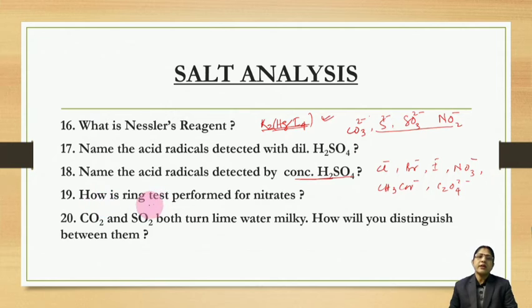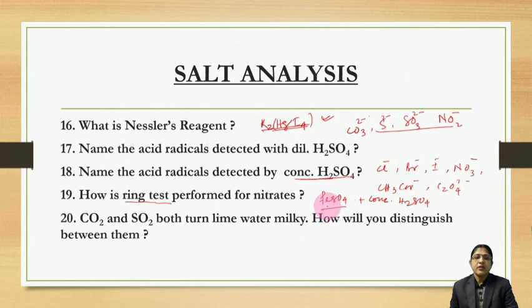The next question, how is the ring test performed? The ring test is performed for nitrates. When a brown ring is formed, what happens while performing the ring test? To the salt solution, freshly prepared ferrous sulfate solution is added, and then concentrated sulfuric acid is added along the walls of the test tube, and a dark brown ring is formed at the junction of two solutions, which confirms the presence of nitrate ion, right?